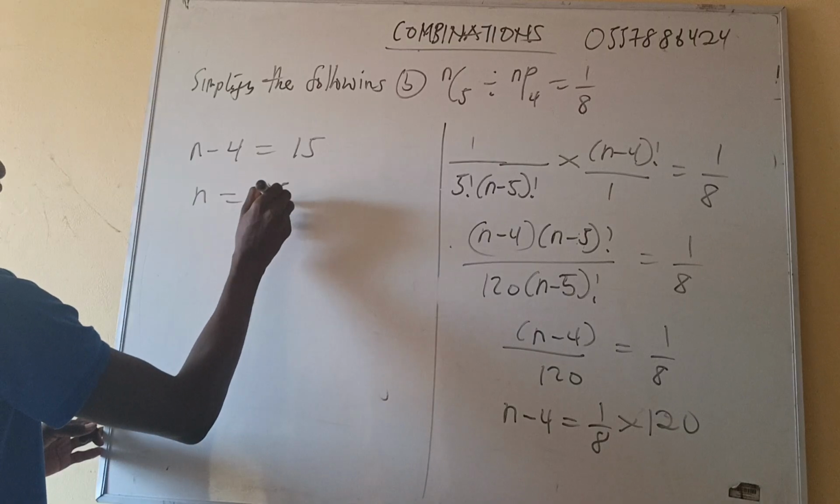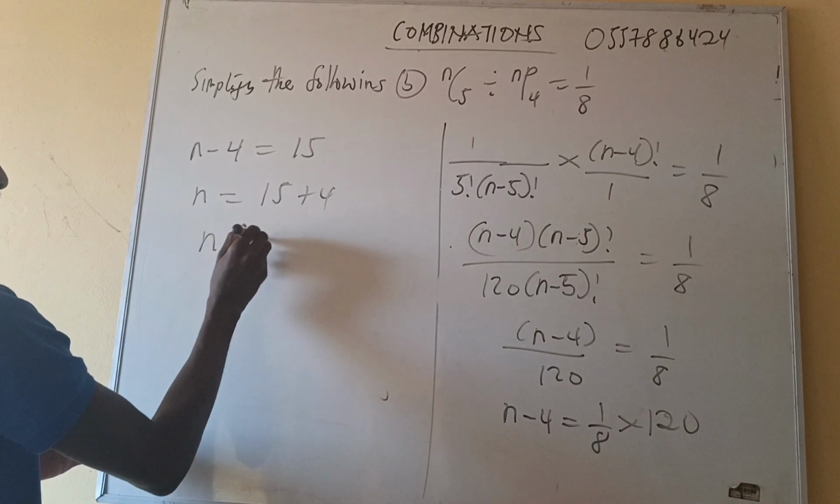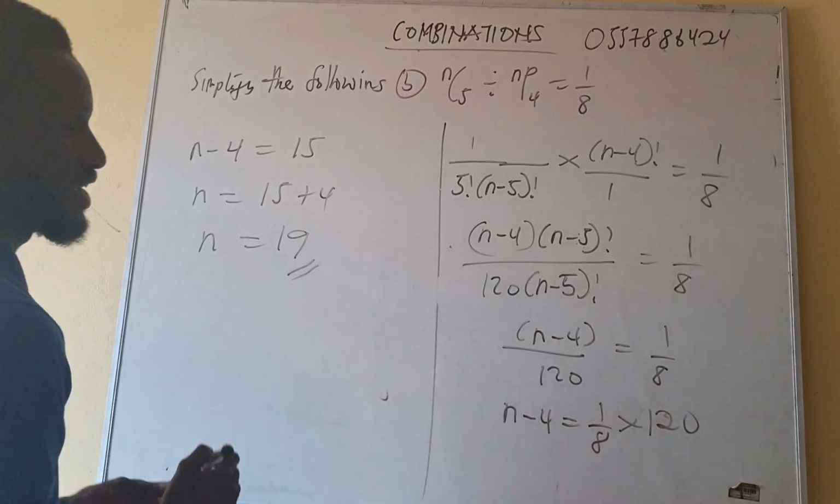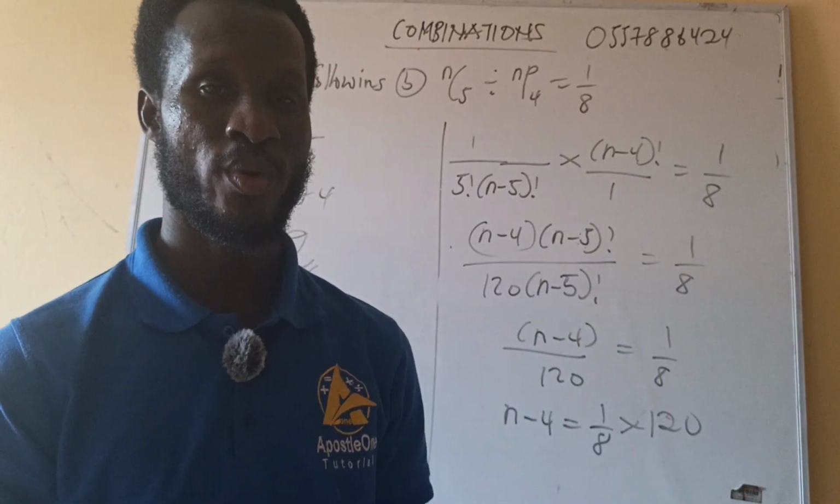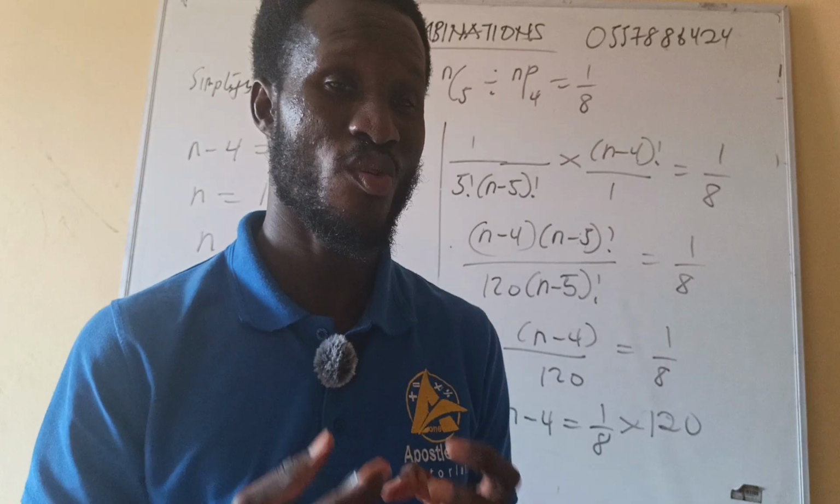So n will be equal to 15 plus 4. N is equal to 19. Now you see how simple it is. The more you solve more questions, the more you become used to it. So I encourage you to solve more questions.